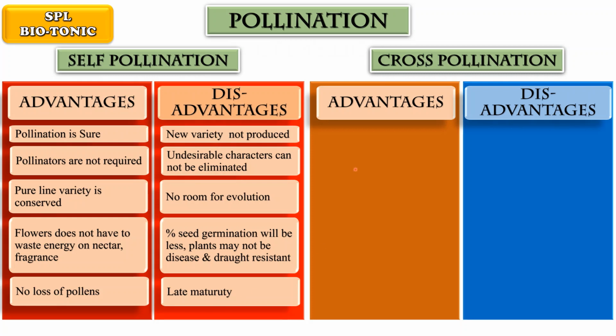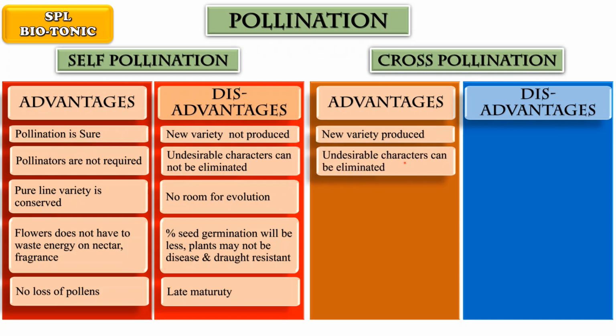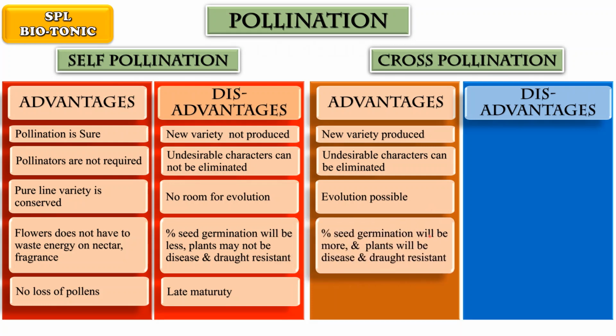Students, once you understand the merits and demerits of self-pollination, you can easily understand the merits and demerits of cross-pollination. So, the merits of cross-pollination include, the first one, new varieties are produced. We can eliminate undesirable characters. There is a lot of room for evolution. The percentage of seed germination will be more. Plants are disease and drought resistant and even show early maturity.